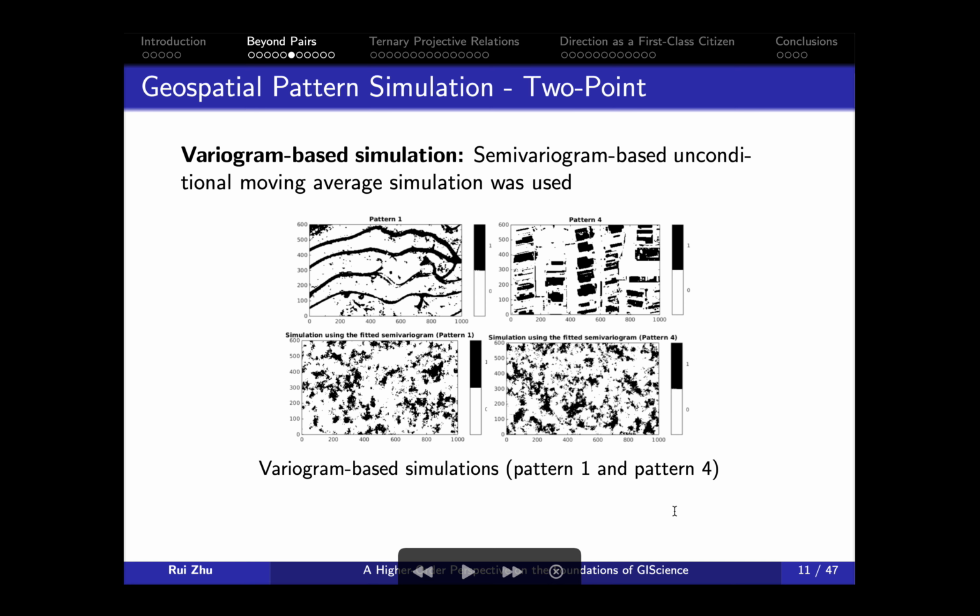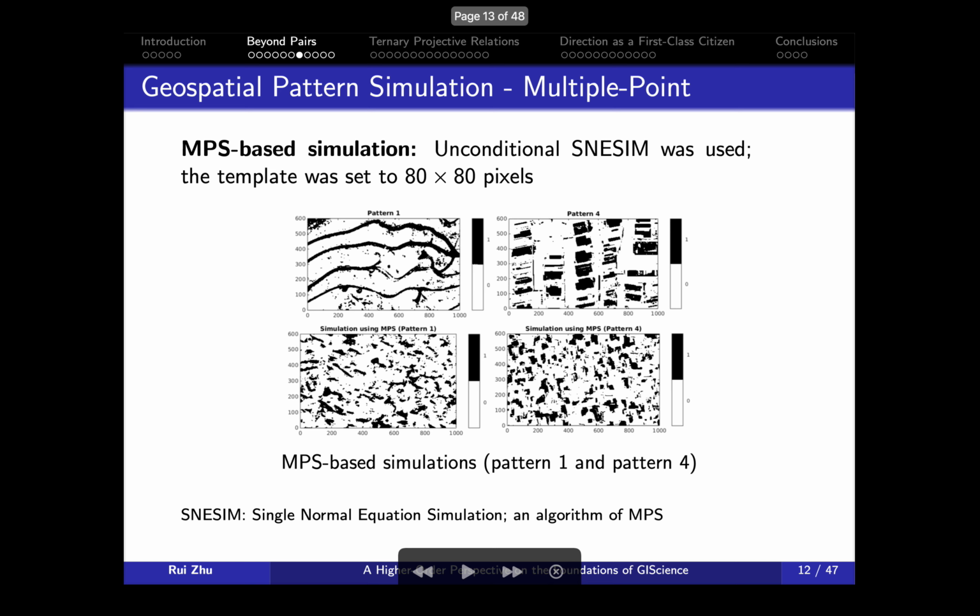As can be seen here, by using the semivariogram-based simulation, we can hardly distinguish the two produced patterns for pattern 1 and pattern 4. By comparing with their original fields, which are shown on the top row here, these two simulations demonstrate quite different structures. In contrast, after using the multiple point-based simulation, the two reproduced patterns clearly show different structures.